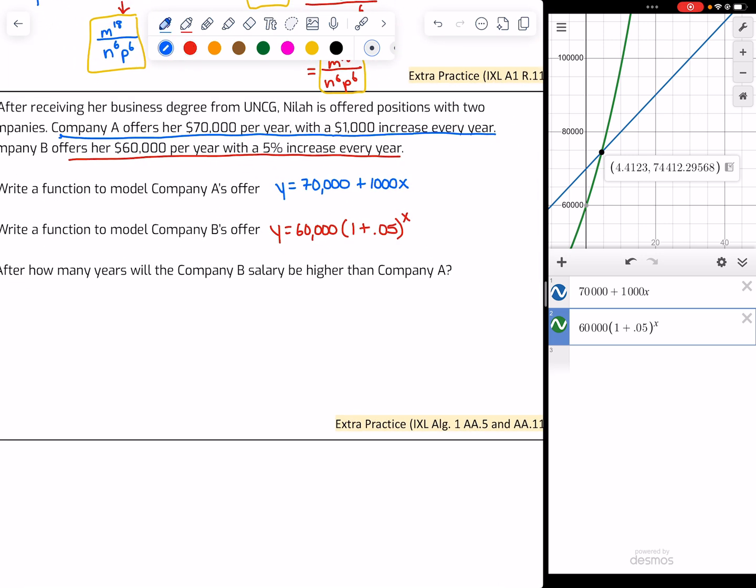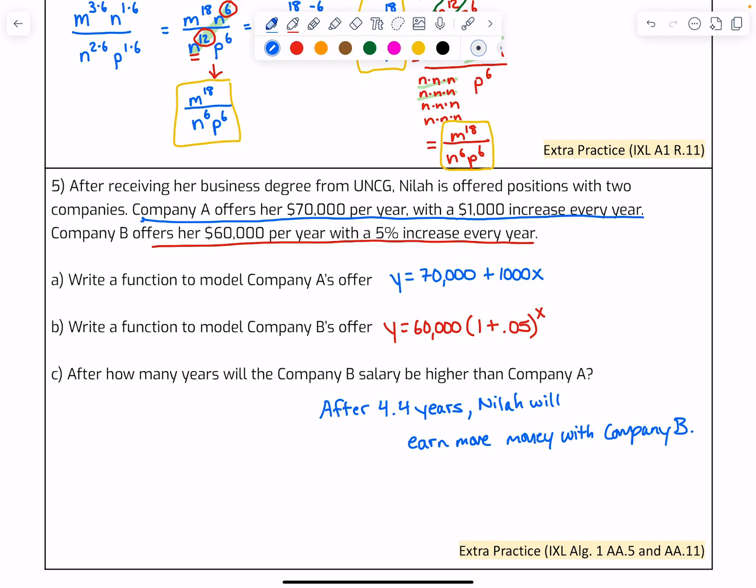So after how many years? So let's say after 4.4 years, Nyla will earn more money with Company B. Would be a good answer. All right. So that is it for practice quiz number 6.